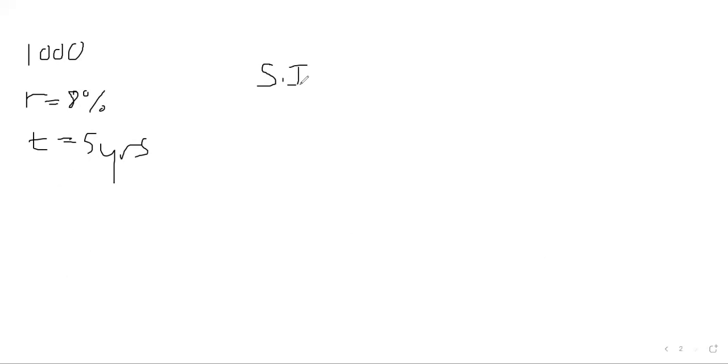So you have 1,000 kwacha now. This 1,000 kwacha has an interest rate of 8%. And the time we have is 5 years. So we want to calculate our simple interest. Who remembers the formula of simple interest? P times T times R.